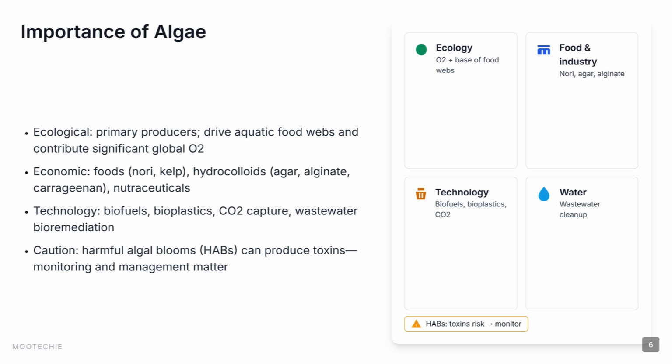The icons on this slide visually summarize these points: a leaf for ecology and oxygen production, a bowl for food and industrial uses, a gear for technology applications, a water droplet for wastewater cleanup, and a warning symbol for the risks of toxic algal blooms.